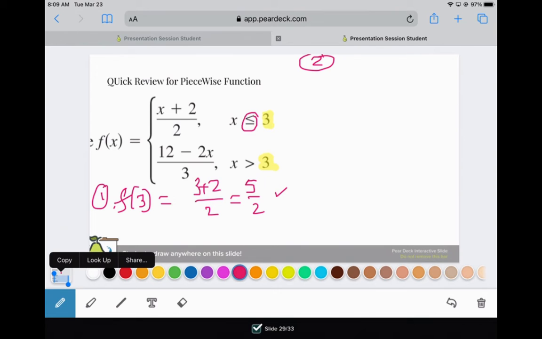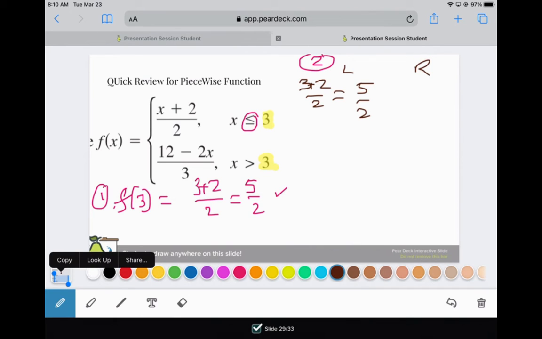What should be step 2? If you remember step 2, what do I have to test out? Step number 1, I find f of 3. Okay, Jessica, thank you. Victoria, yes, that's correct. I need to find the limit. So to find the limit, I have to test for both. So for the first one, which is 5 over 2, this is the left limit.